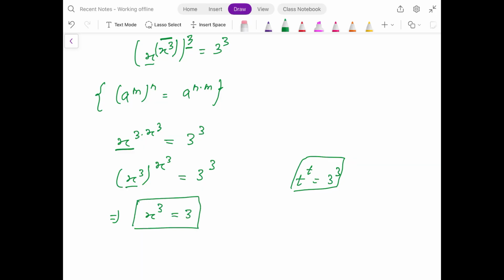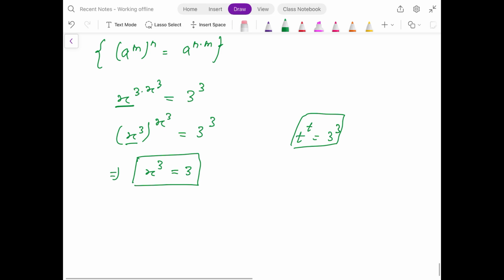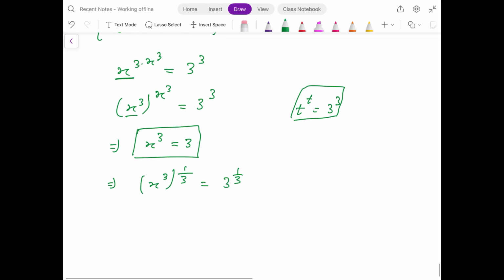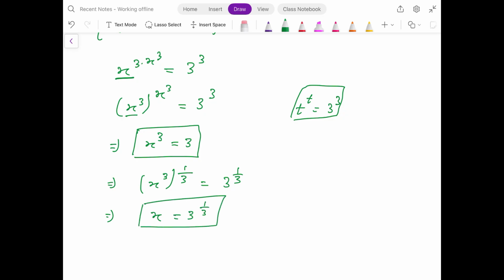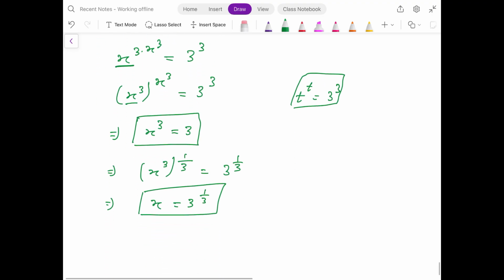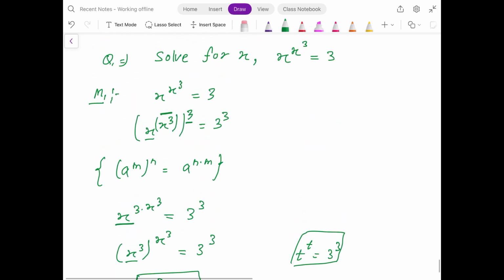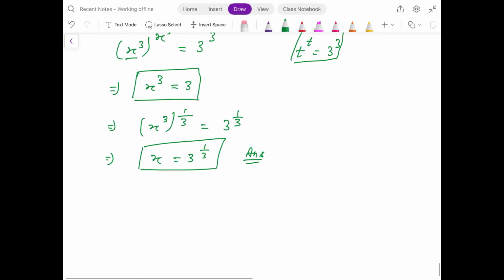So now in order to find the value of x, we have to take the cube root on both sides. After taking cube roots on both sides, the left hand side becomes x to the power 3 whole to the power 1 by 3, and the right hand side becomes 3 to the power 1 by 3. Using the properties of indices, the left hand side becomes x to the power 3 upon 3, that is x to the power 1, and the right hand side is 3 to the power 1 upon 3. So after solving this equation, we get x is equal to 3 to the power 1 by 3, and this is the required answer. So this is the algebraic solution of this equation.